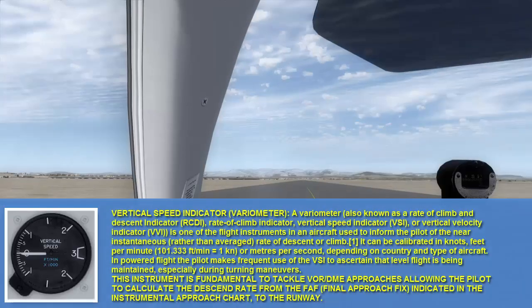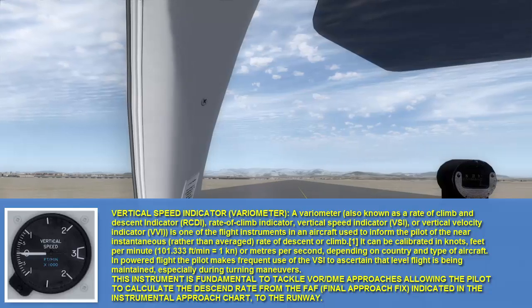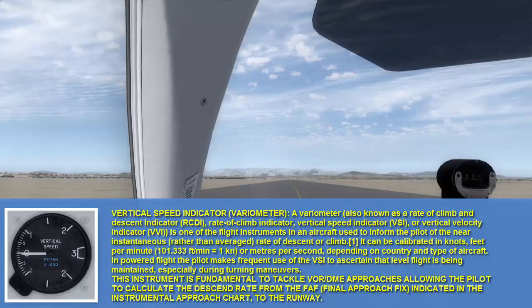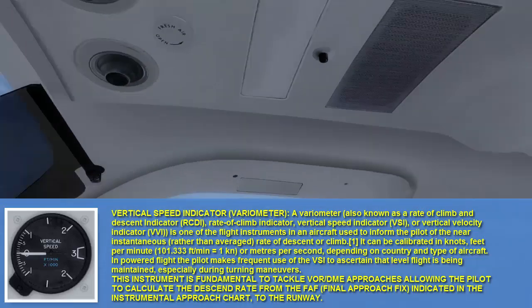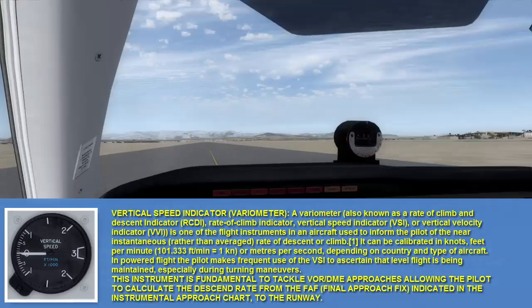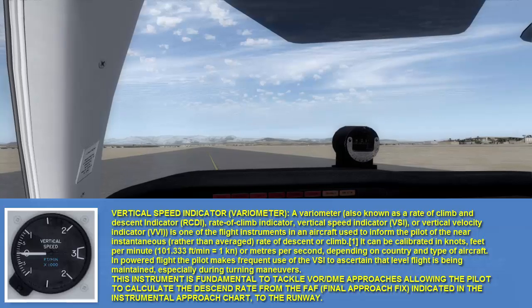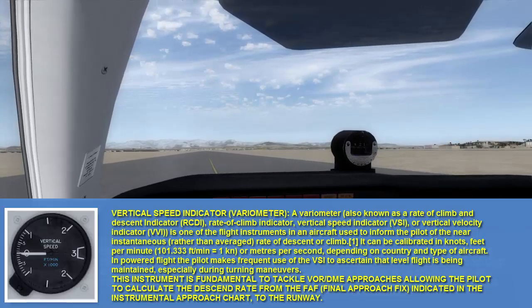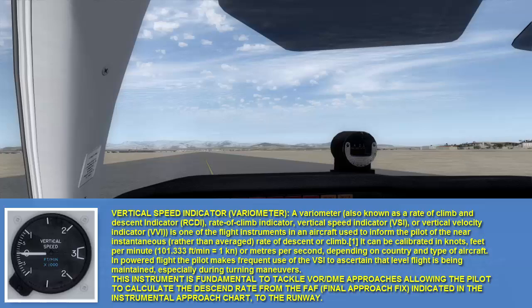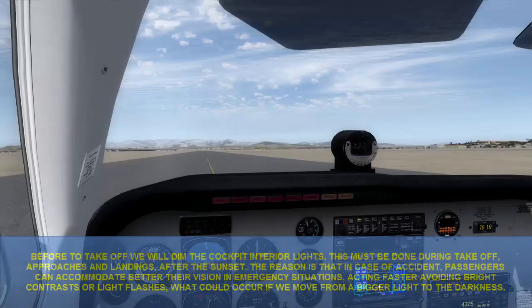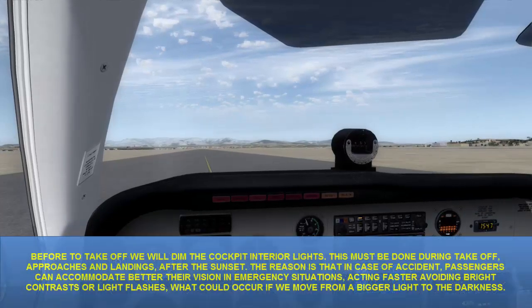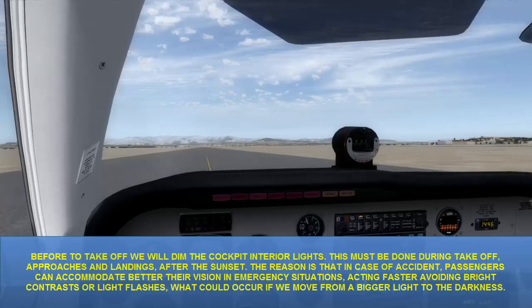Okay, and this is very important, because this instrument is fundamental to tackle a VOR DME approach, allowing the pilot to calculate the descent rate from the FAF, which is the final approach fix indicated in the instrumental approach chart, to the runway. Okay, so basically in a VOR DME approach you will reach a point called the final approach fix, and there you will have to program your autopilot at a descent rate, and the variometer will help us at this point, because we'll be able to take a look at our descent rate.